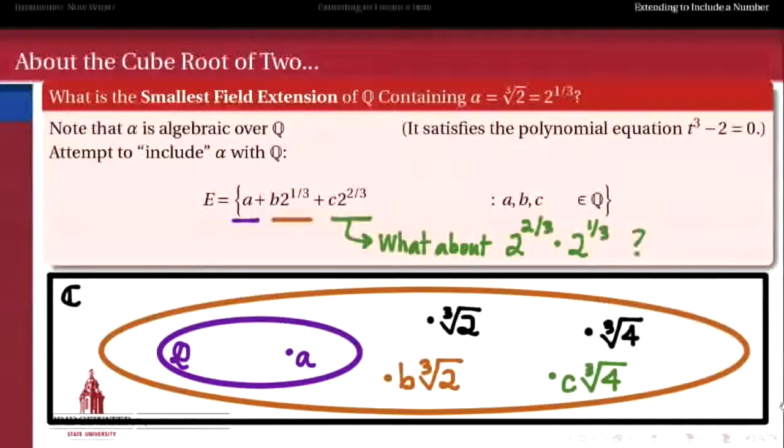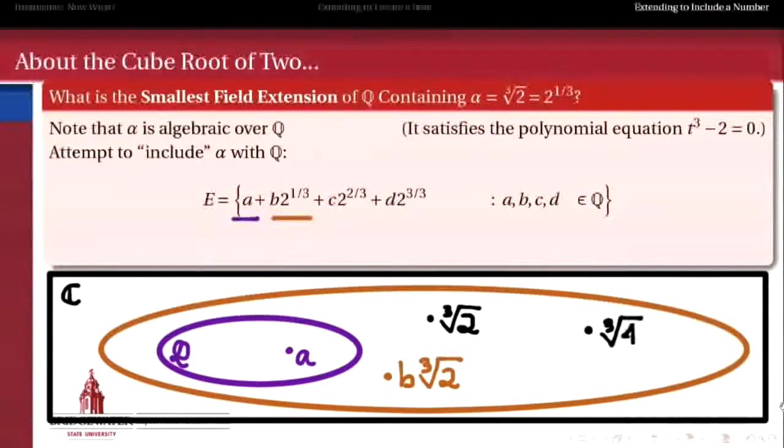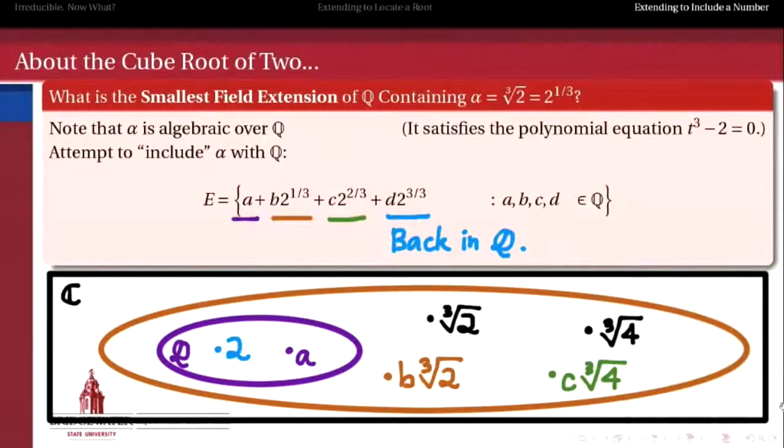But again, if this new field is supposed to be a field, it has to be closed under multiplication. And so it also must contain 2 to the 2/3 times 2 to the 1/3, or the cube root of 4 times the cube root of 2. But of course, the cube root of 4 times the cube root of 2 is the cube root of 8, which is 2 again, and that lands back inside of our base field, the rationals.